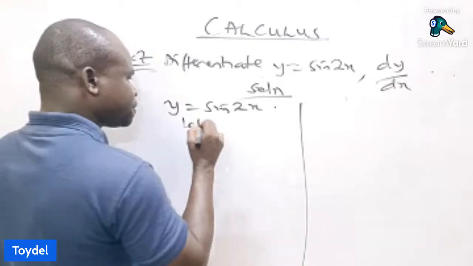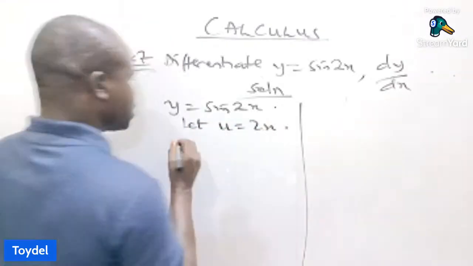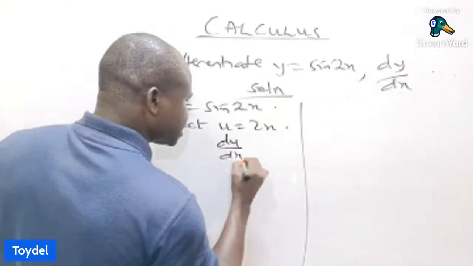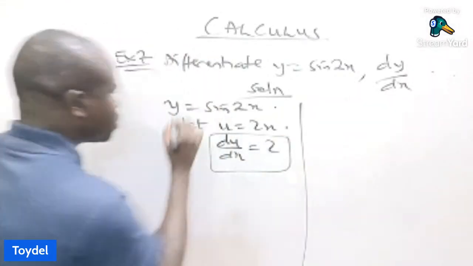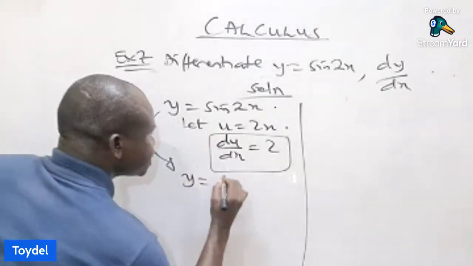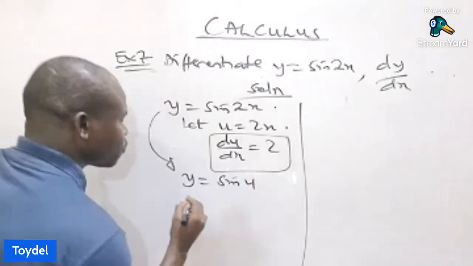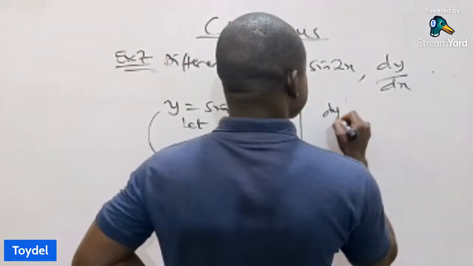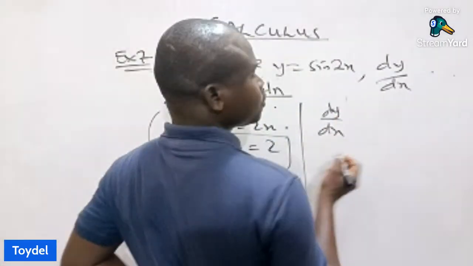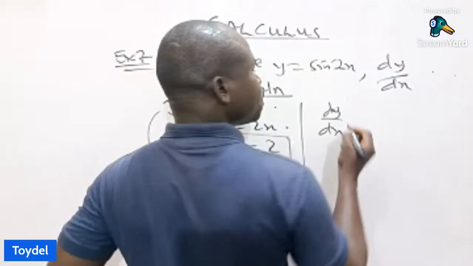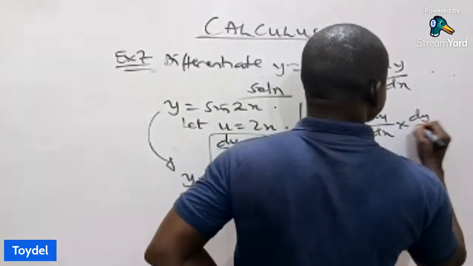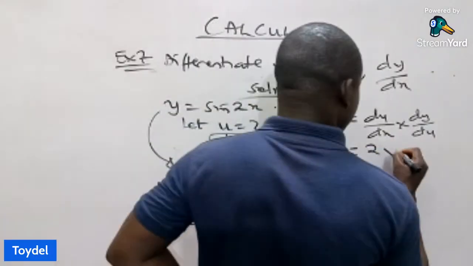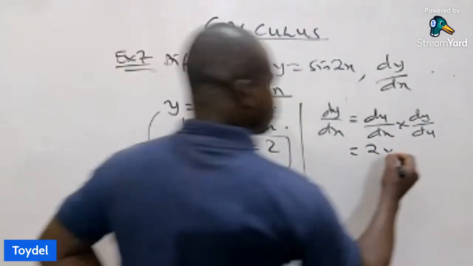But if you have this, you can say let u equal to 2x. Then du/dx will be equal to 2. We know that. So that y will now be equal to sine u. If y is sine u, dy/du will now be what? Cos u. Then finally, we have to find dy/dx. It's a function of a function. dy/dx will now be du/dx multiplied by dy/du. So what is du/dx? du/dx is 2, multiplied by dy/du, which is cos u.